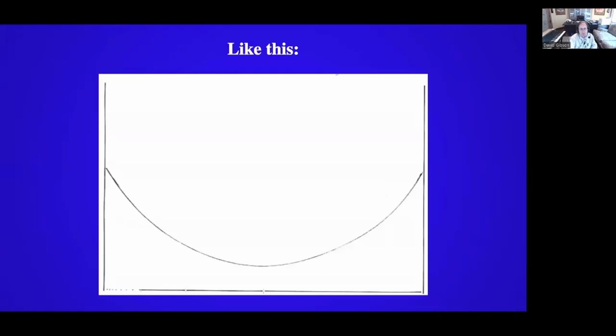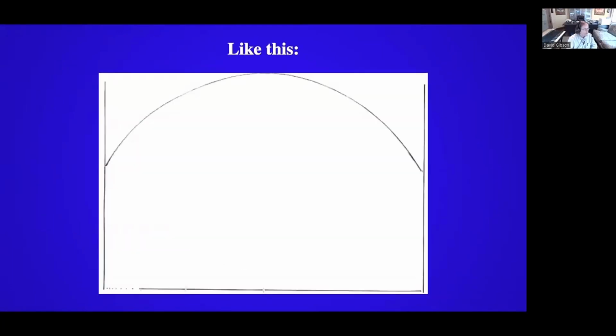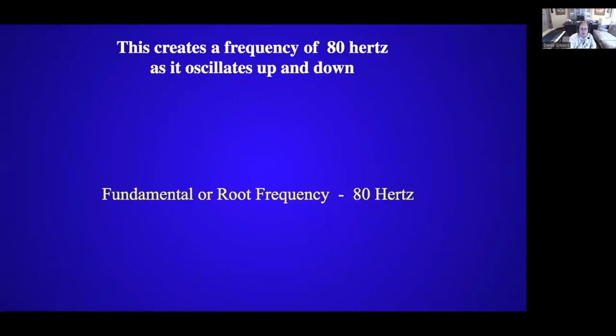Now, based on physics, the length, density, thickness, and tension of the string, there are mathematical formulas for each one of them, a lot of them square root relationships. That E string, the first string on a guitar, is going to be about 82 cycles per second, meaning the string goes up and down 82 times every second. We're going to use 80 hertz to make the math a little simpler. That whole string going up and down is called the fundamental or root frequency.